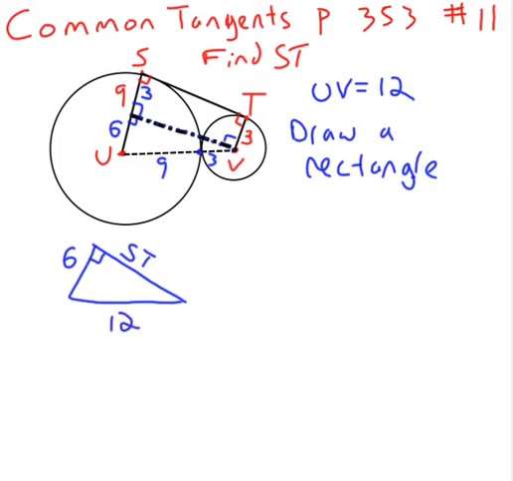Oh, and you might also recognize at this point that this is a 30, 60, 90 triangle, where the smaller leg is half of the hypotenuse. So we can work this out with Pythagorean theorem, or if we recognize our 30, 60, 90 relationships, ST equals 6 radical 3. But that should be enough of a setup for you to be able to do this on your own. Okay, next one.